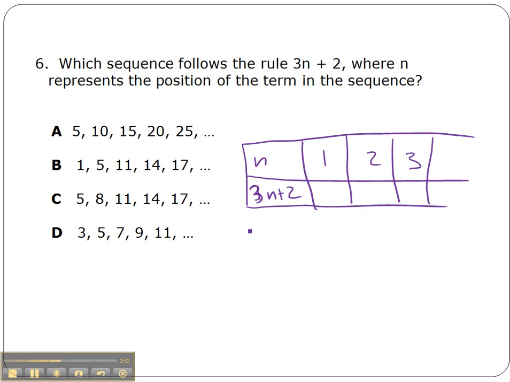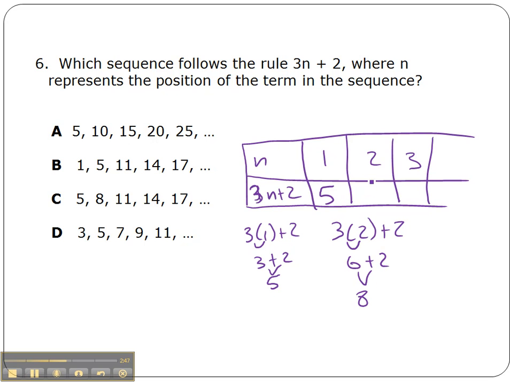So when n equals 1, 3 times 1 plus 2, 3 times 1 is 3, plus 2 is 5. When n equals 2, 3 times 2 plus 2, 3 times 2 is 6, plus 2 is 8. When n equals 3, 3 times 3 plus 2, 3 times 3 is 9, plus 2 is 11. And then I look over at my answer choices. I'm looking for a sequence, a list of terms, 5, 8, 11.